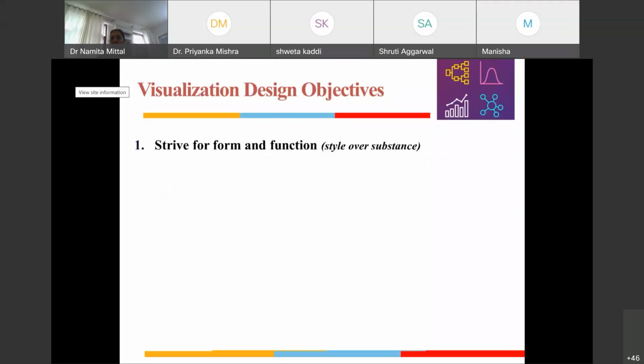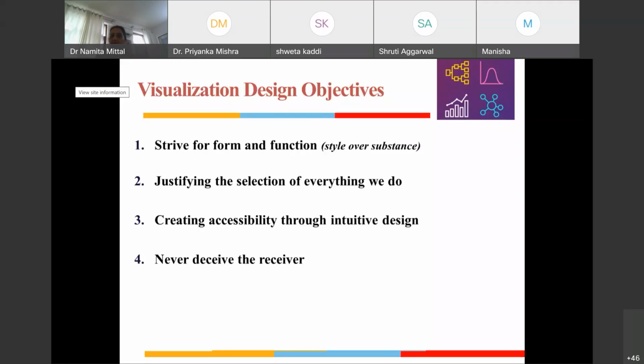So these are the objectives. There are 4 objectives. One is a strive for form and function. Second is justifying the selection of everything we do. Creating accessibility through intuitive design. And the last but not least, very important, never deceive the receiver.